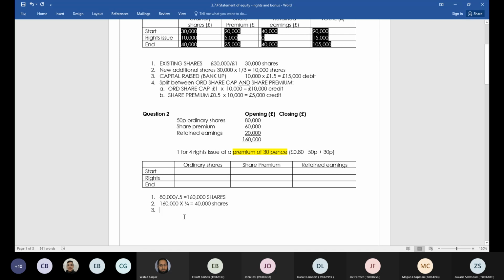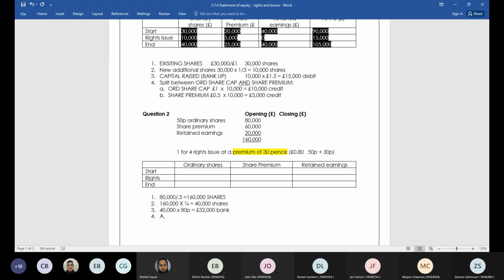Now let's work out, remember, I'm following the 1, 2, 3, 4 here. The capital raised. Well, we're selling 40,000. How much are we selling them for? We said 80p. Would you agree that's 32,000? That's how much bank goes up by. Thank you, excellent.